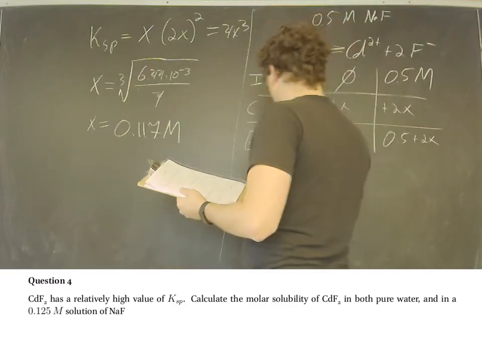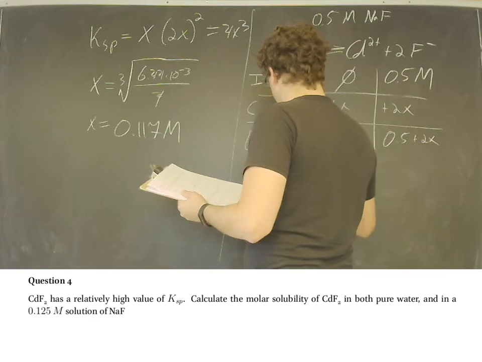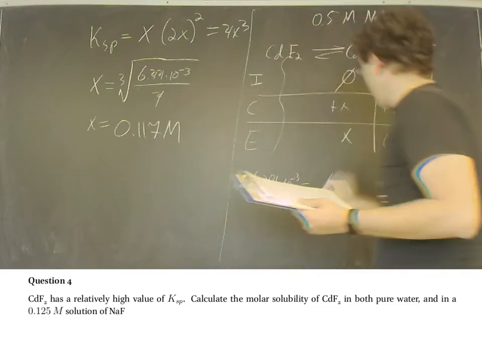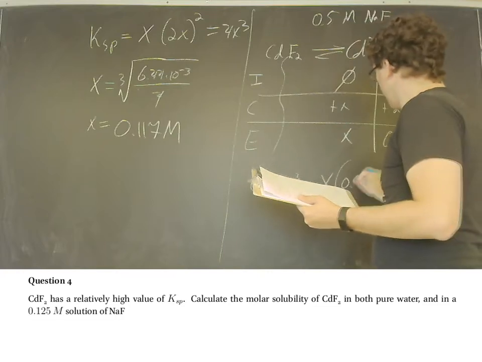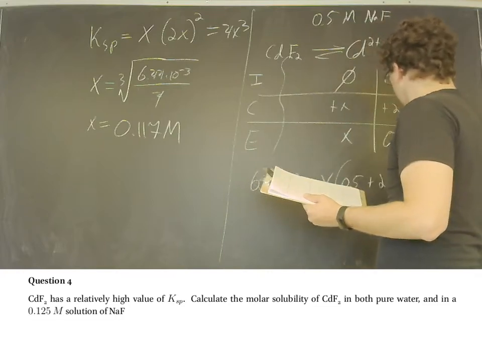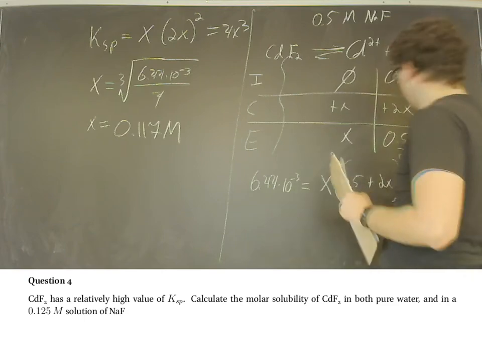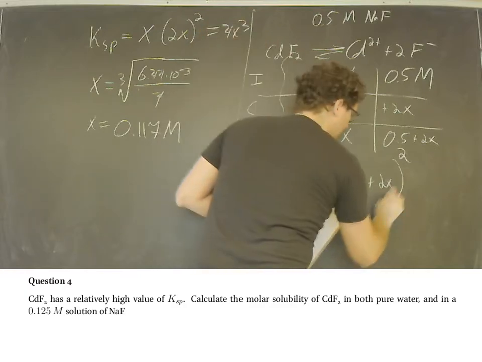That means that our KSP, our equilibrium expression here, is going to be a little bit different. We'll have 6.44 times 10 to the negative 3rd is equal to x times 0.5 plus 2x, and this needs to be squared. There we are. Now, it would be nice if this x were small.